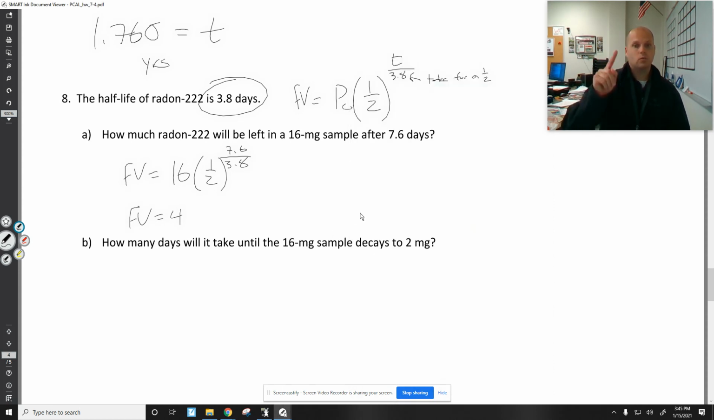How many days will it take until this 16-gram sample turns into 2 milligrams? Well, I think you can figure this out. So let's take half of 16. So 16 goes to 8 after 3.8 days. I'm going to give you a tougher one.